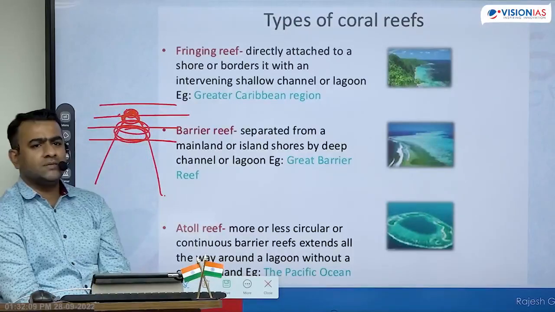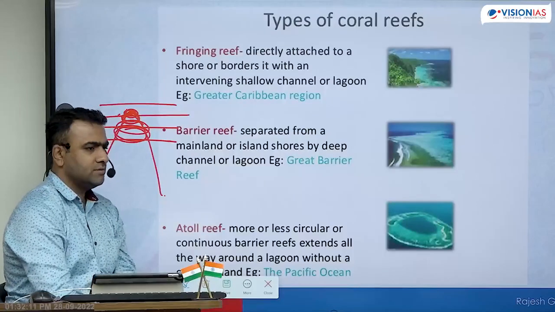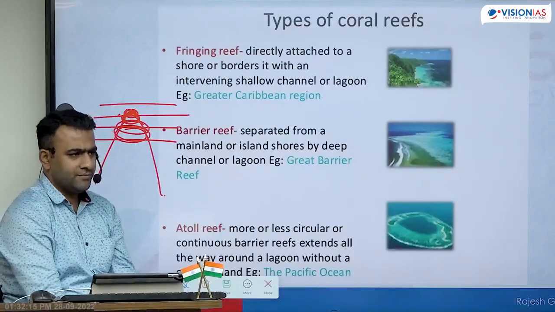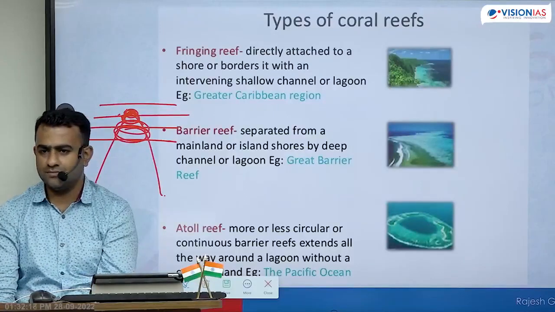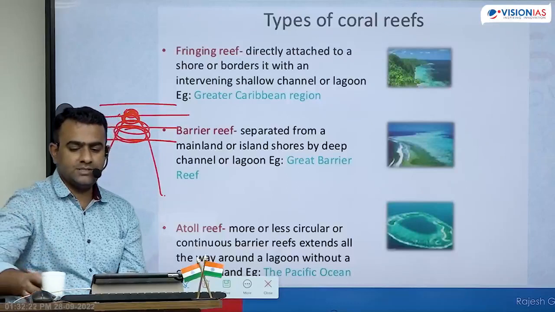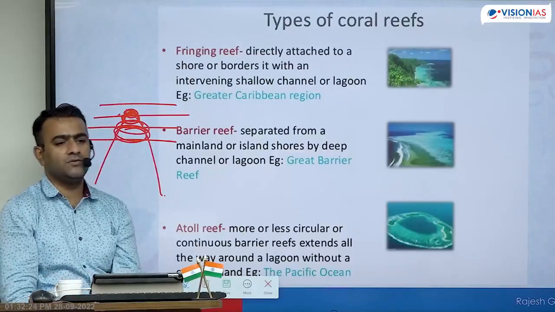Silica Lake is just an example of a lagoon. It's not corals. It's a lagoon. We don't have coral reefs along the eastern coast of India. It's only along the western coast. Why? Sediments and rivers. A large number of rivers are there.